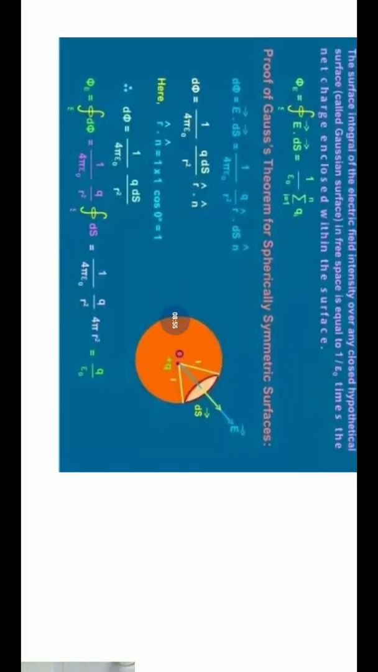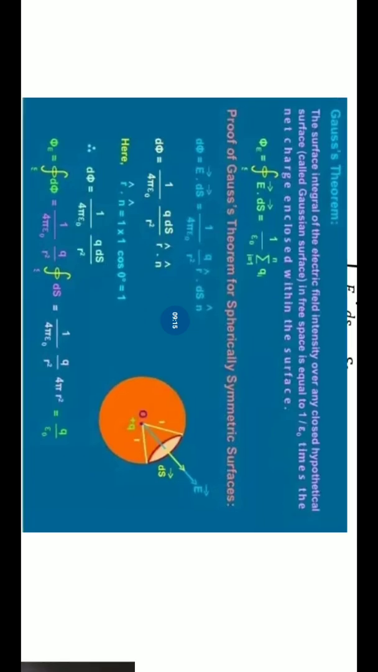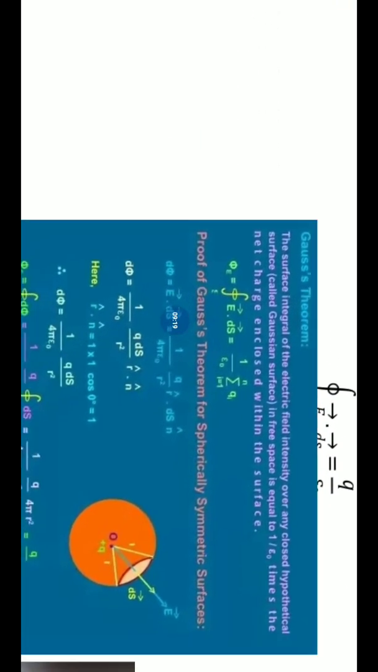Spherically symmetric surfaces means those surfaces like a sphere. So at every point on the surface, it has the same properties. So that is a spherically symmetric surface. So for a spherically symmetric surface, this is the proof that the total flux is q upon epsilon naught. Okay, I hope this is clear.